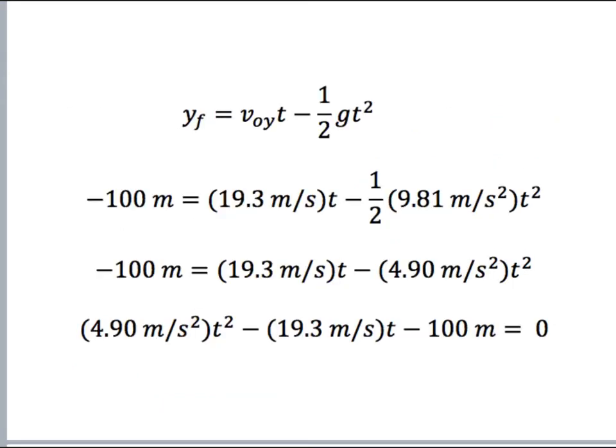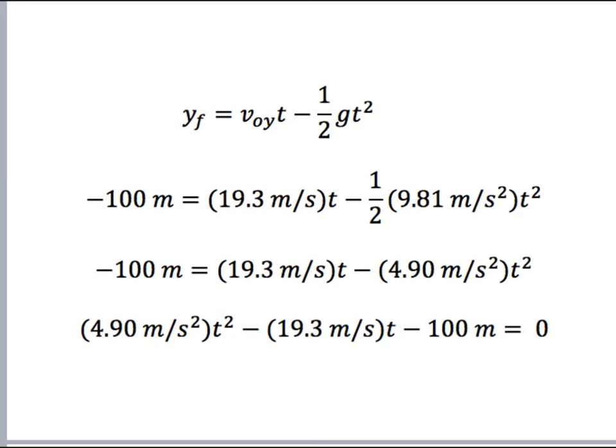So all we have to do is take the y equation and plug in the variables that we know. We know the y final is minus 100 meters. We know the v naught y. We calculated that to be 19.3 meters per second. We know g is 9.81.